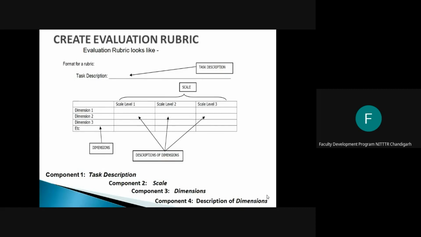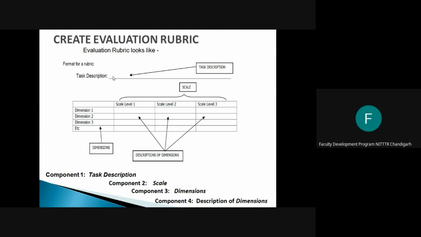Okay, this is how the rubric looks like. Simple, a matrix. This is the format for a rubric. So first of all, you will write down the task description: what you are going to assess. Maybe you are going to assess the student in the subject of, as I told you, communication skill. If you are teaching C language, your task is to assess the performance of the student in the subject of C language. If you are guiding the student in some project work, then your task is to assess the students in the area of project work.